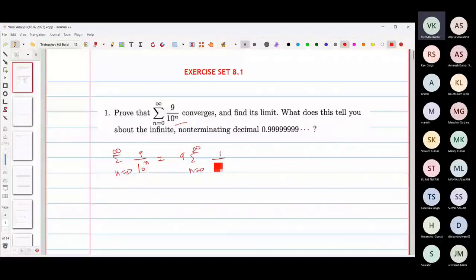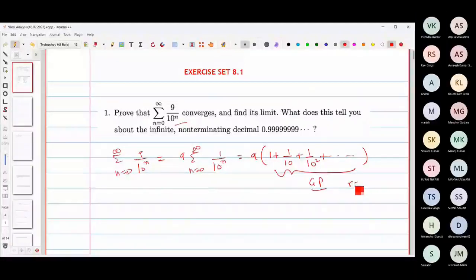Fine. So this goes like this. When n is 0, this becomes 1, so the first term is 1. Or you can write 1 over 10 to the power 0, then 1 over 10, then 1 over 10 squared, and so on. And this is a GP, with common ratio 1 over 10. So with this, you can compute the sum of this. And of course, this is convergent.